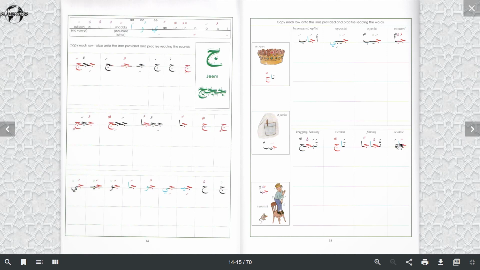Line 2. He came. Flowing. A crown. Bragging or boasting.